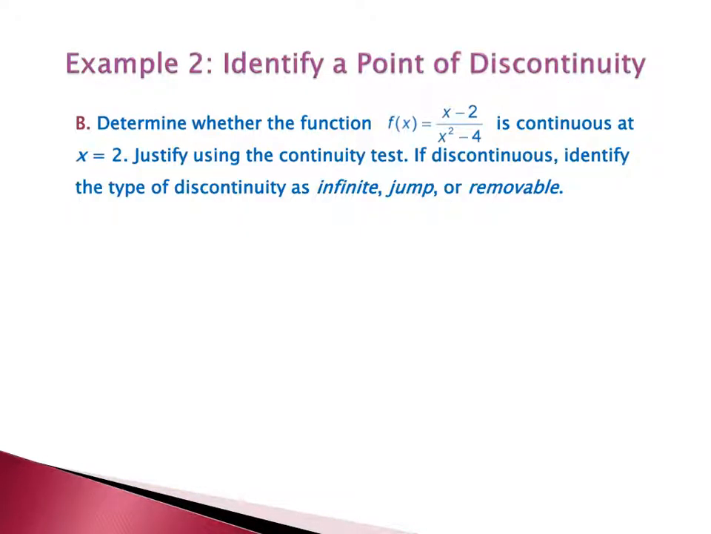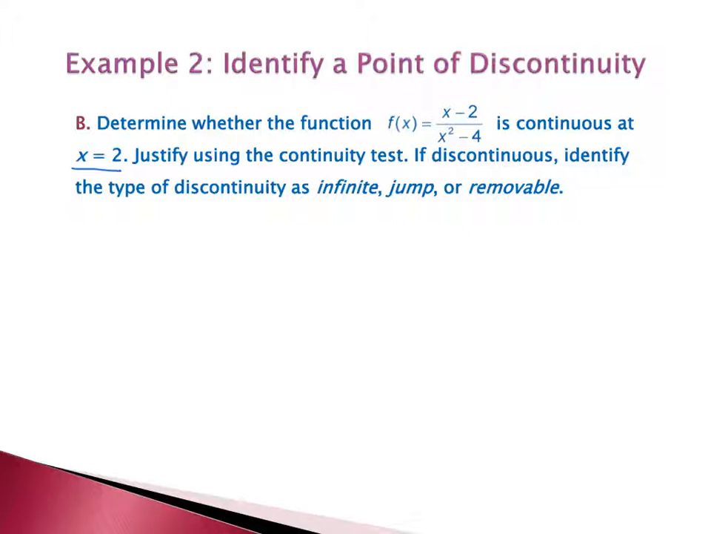Okay, in example 2, identifying a point of discontinuity, we are going to determine whether the function f of x equals (x minus 2) divided by (x squared minus 4) is continuous at x equals 2. Now we are going to justify our answer using the continuity test as well as determine what type of discontinuity the function may have, whether it is infinite, jump, or removable.